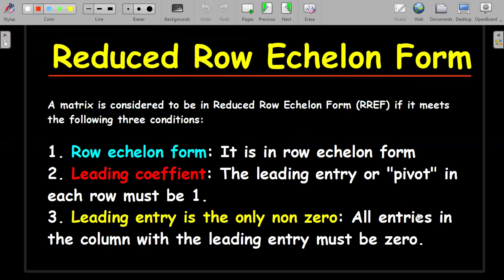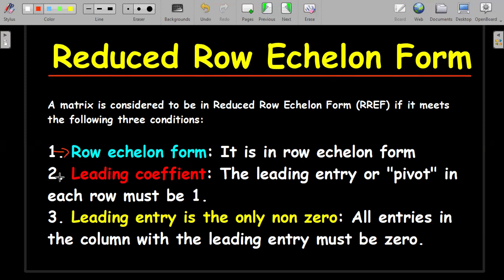So the reduced row echelon form is just an extension of the row echelon form. For a matrix to be in reduced row echelon form, the first thing that should happen is that that matrix should be in row echelon form. And for it to be in row echelon form, we said three conditions. One, all the zero rows should be at the bottom. Two, the leading coefficient should be to the right of the leading coefficient in the row above it. And then three, all the entries below the leading coefficient should be zero. So that's what we mean by row echelon form.